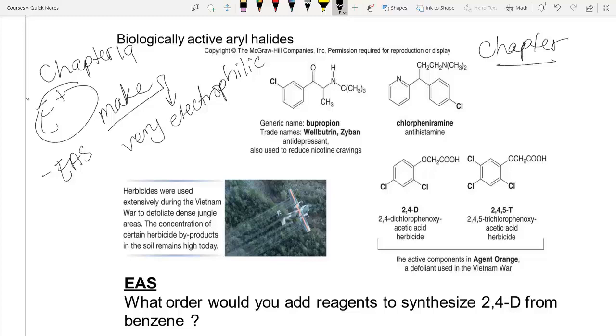But the problem is it's still in the soil today, and there's a lot of people now that have cancer from the Agent Orange. And so the two compounds that are the main compounds that are in Agent Orange are these two. And so at the end of the chapter, knowing what we have learned, you should be able to synthesize one of those two, either 2,4-D or 2,4,5-T. So you need to be able to figure out what is the order of reagents and how can we be able to do this, making one of these two compounds.